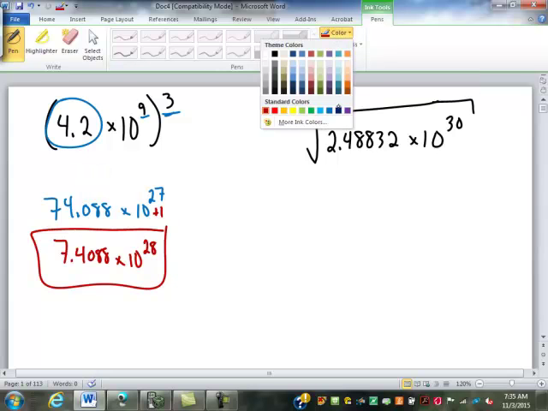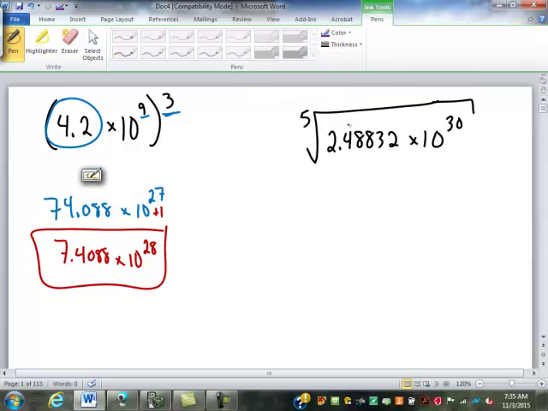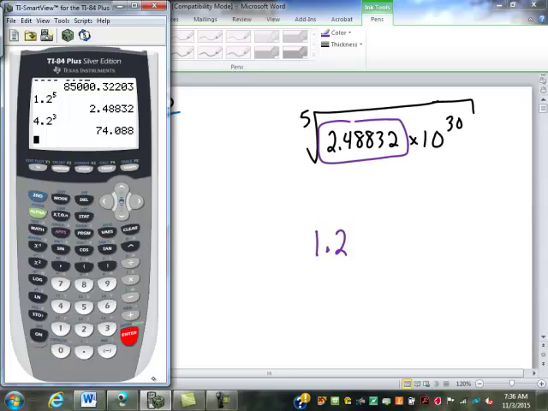Over here, the fifth root. So we have to take the fifth root of 2.48832, which is 1.2. You guys remember how to do that in your calculators? A lot of you have a fifth root button. You have to do 5. Then you have to do X root, or on my calculator, I have to use the math key. Put in the X root. And then 2.48832. Get 1.2. If you can't figure that out on your calculators, let me know and I'll show you again.